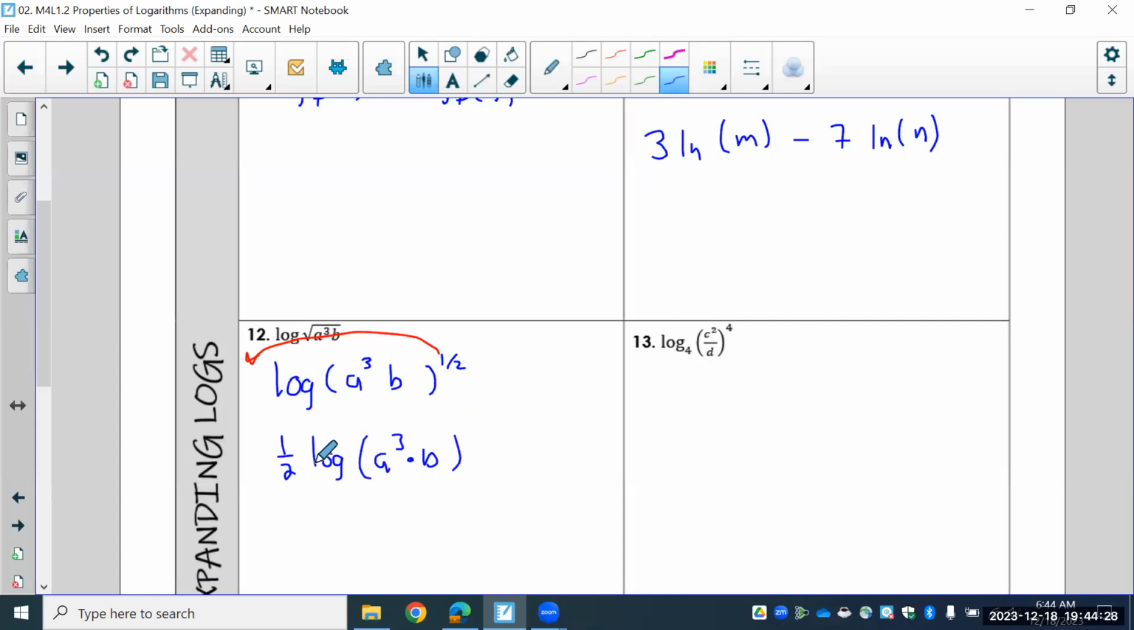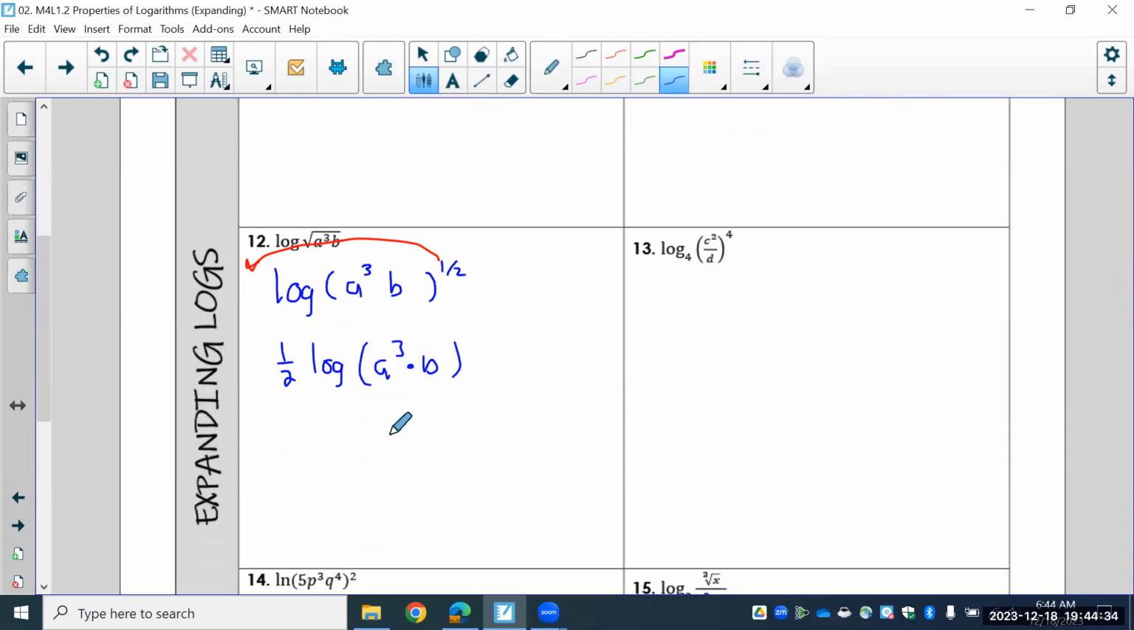And there's two ways to do this. You could then break this up with two addition signs, which is perfectly fine, but we have another exponent, so that gets a little complicated. So we're now going to think like this is in parentheses. So that will now give us this. And then inside the parentheses, that multiplication will become an addition sign with log a cubed here, and then log b here.